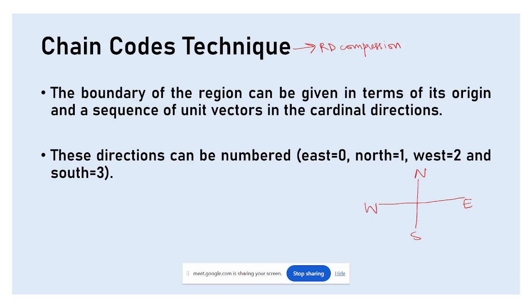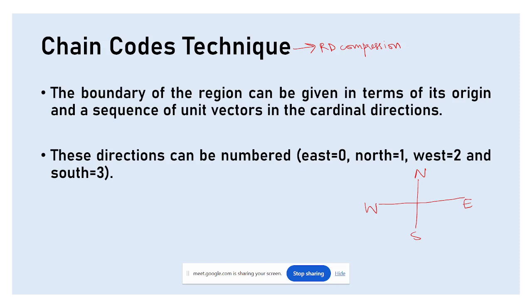So what we are doing is, we'll fix the boundary of the region in terms of the origin and a sequence of unit vectors in the cardinal directions, that is in the direction of north, east, south and west. These directions are just given these numbers. Again, I'm saying these are just numbers. We are not having any numerical value to it. This is just to identify the direction, that's it.